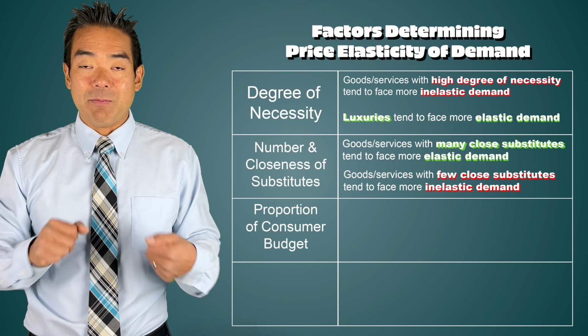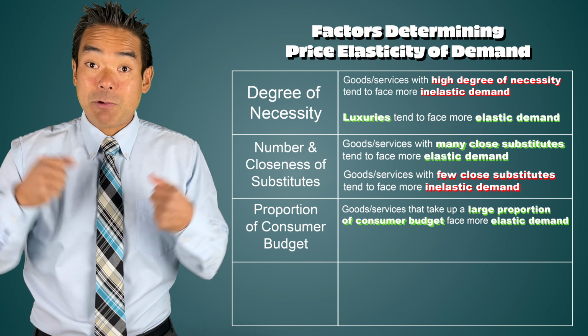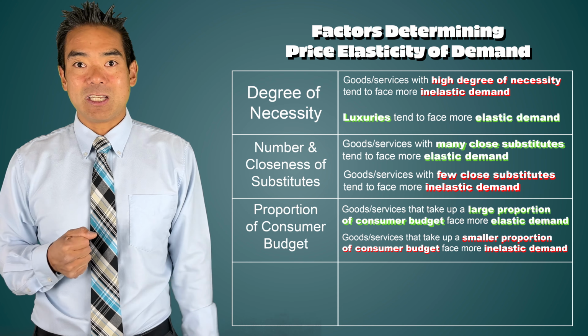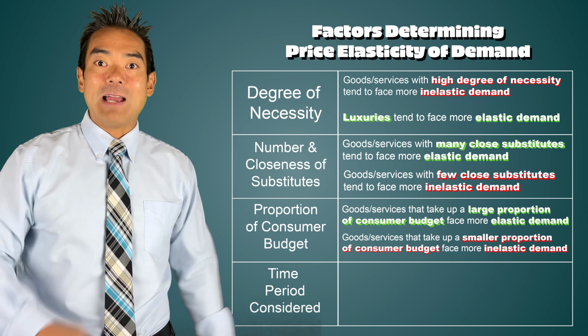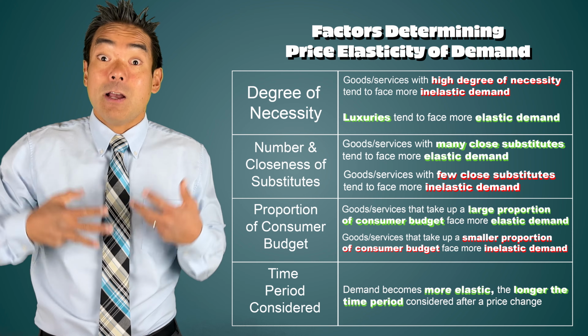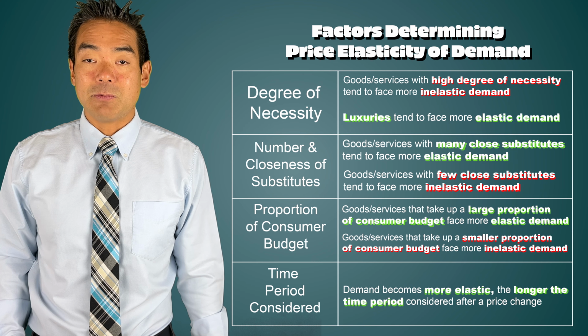Third, proportion of income. If a good or service takes up a larger proportion of the consumer's income, then we would expect demand to be more elastic. Consumers are more sensitive to changes in price. If the good or service takes up a small proportion of consumers' budget, then we would expect demand to be more inelastic, as consumers are going to be less sensitive to changes in price because it doesn't really affect them as much. And finally, the time period that is considered. The longer the time period we consider after a price change, the more elastic we expect demand to become as consumers adjust their consumption habits.